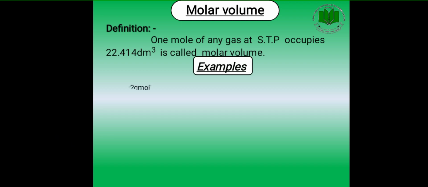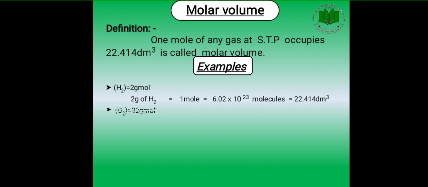Now coming towards examples, we did discuss the example that if we are talking about hydrogen gas, then the molar mass of hydrogen gas is 2 grams per mole. If you represent this in grams only, then it will be equal to 1 mole of that gas. And 1 mole of any substance contains 6.02 into 10 raised to power 23 particles. So in this case, we will get 6.02 into 10 raised to power 23 molecules. And because it is 1 mole of any gas, these number of particles will occupy the volume 22.414 decimeter cube. Same is the case for oxygen.